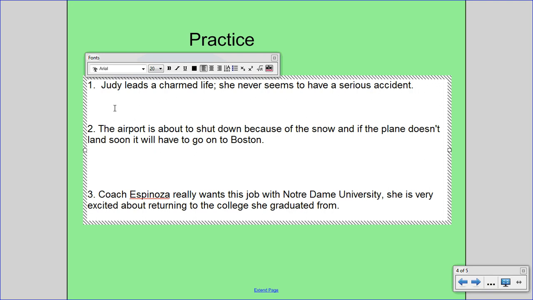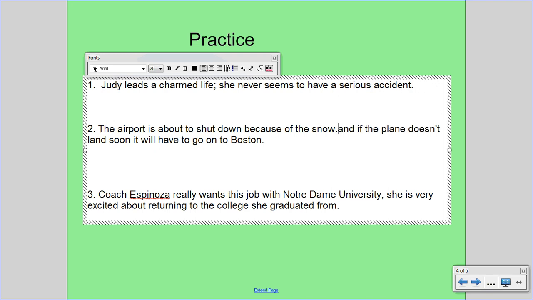Looking at the second sentence, it reads, "The airport is about to shut down because of the snow, and if the plane doesn't land soon, it will have to go on to Boston." Now, what we have here is an independent clause: the airport is about to shut down because of the snow. An introductory clause: if the plane doesn't land soon. And then another independent clause: it will have to go to Boston. So we have the split right where the word "and" is. We have to keep "the airport is about to shut down because of the snow" intact. That part of the sentence must stay intact.